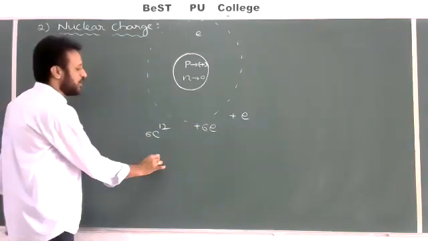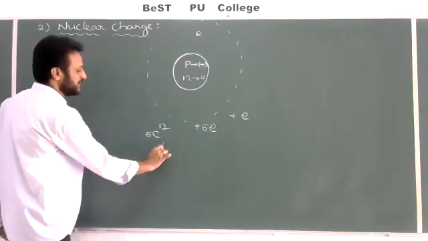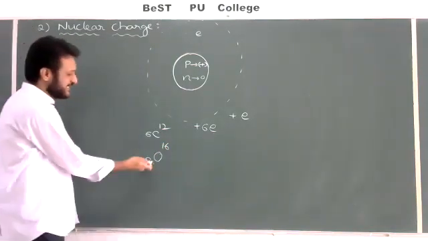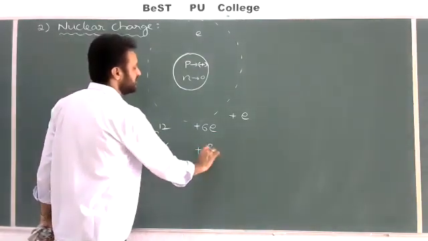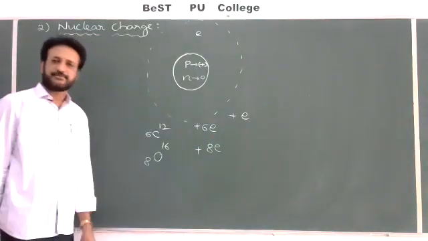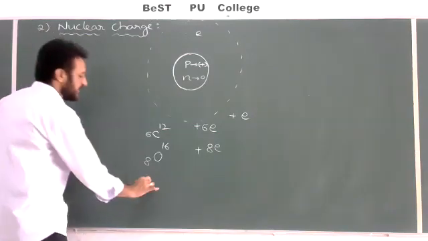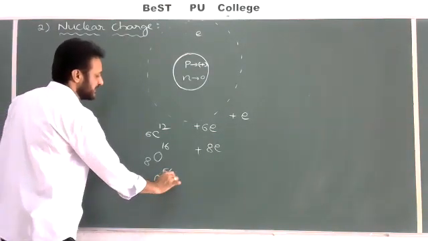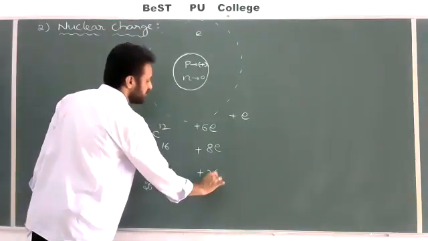For example, the oxygen nucleus is given as O-8-16. So what is the charge of the oxygen nucleus? It contains 8 protons, so automatically you should write 8e. What is the charge of the iron nucleus? Iron means Fe with atomic number 26 and mass number 56. So you should write automatically plus 26e.